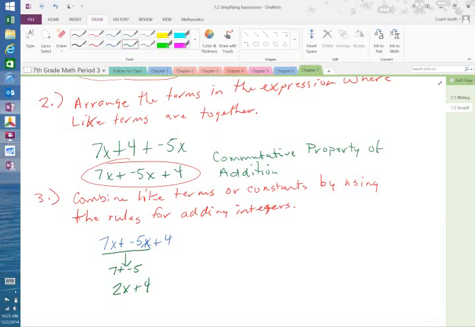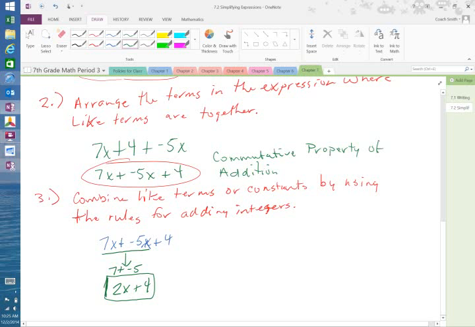Now, are there any other constant terms besides 4? I can only put constant terms together with other constant terms. So therefore, 2x plus 4 is my answer. That is the simplified version of our original problem, 7x plus 4 minus 5x. Okay, I can't go any further.